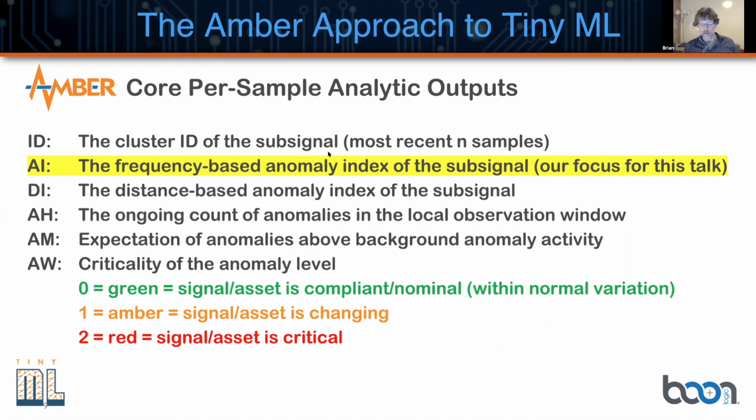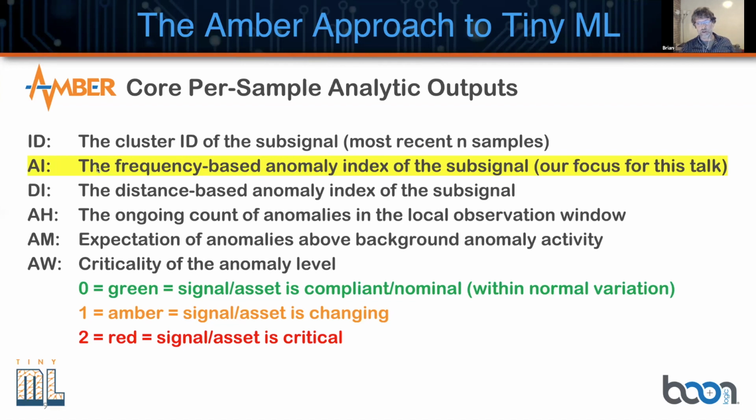And that's happening once for each sample. These other machine learning outputs are also available for each sample. The one we'll focus on for this talk is the anomaly index. This is a frequency-based anomaly index of the signal, frequency referring to the statistical idea of frequency of occurrence. The basic idea that everyone has about what an anomaly is, is an infrequently occurring subsignal within your signal. But there are other types of anomalies.